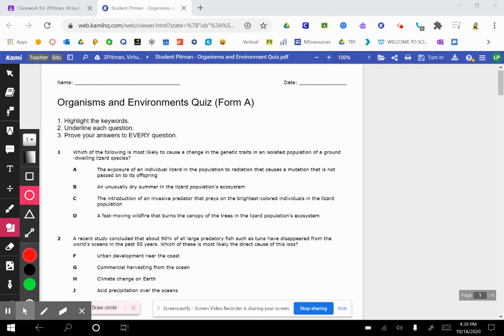Okay, I'm going to go over the organisms and environments quiz because you are required to do corrections on your test, and you will have to explain why you missed the question and why the correct answer is the correct answer.